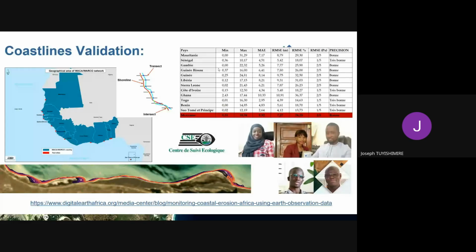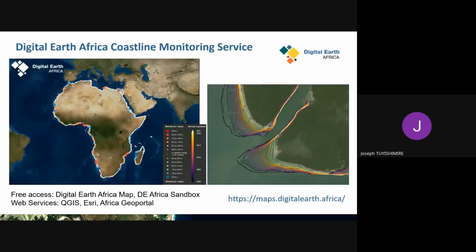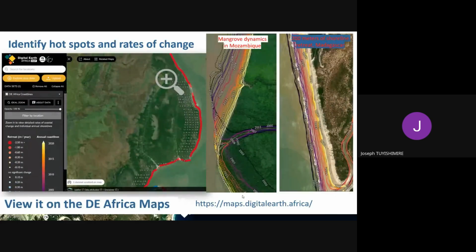And this tool was adopted by other countries, and is a good way to monitor the trends of coastal erosion in the area. Available using Map, the Sandbox, and in other ways. And this is an example of how it looks in a map. We can use QGIS, Atlas of Africa, West Africa, geoportal, and so on.